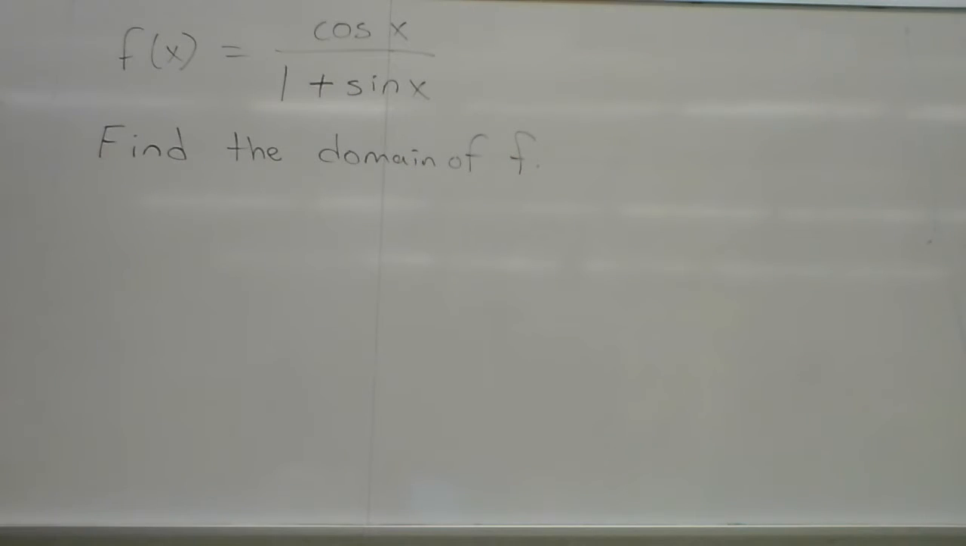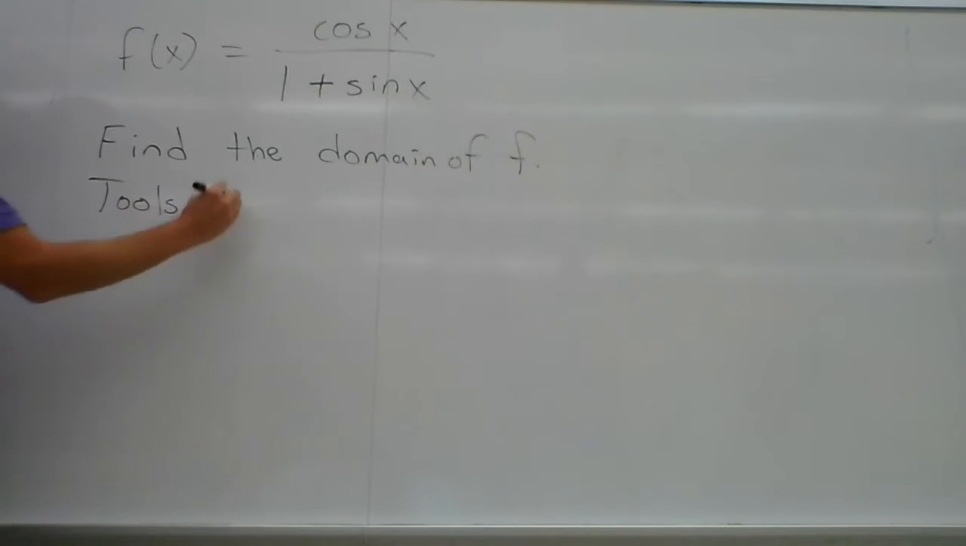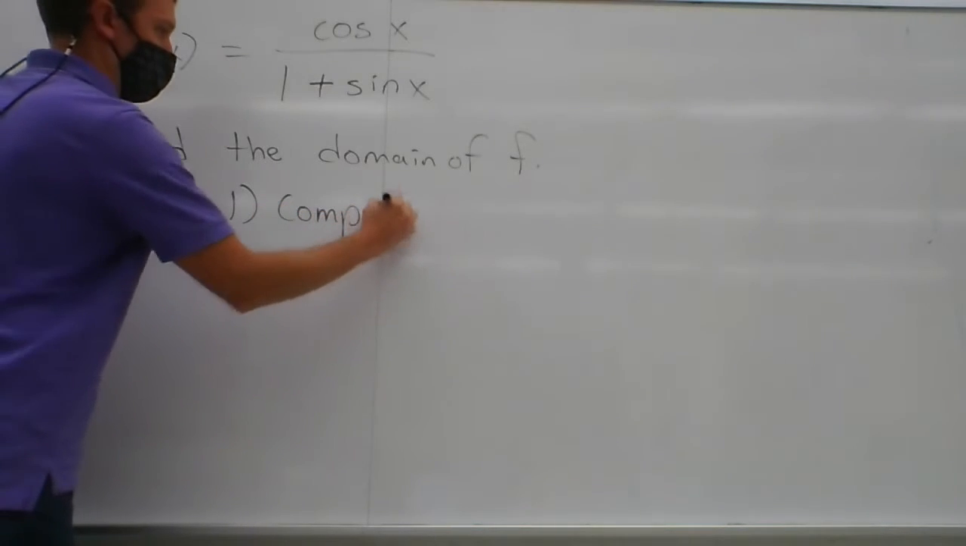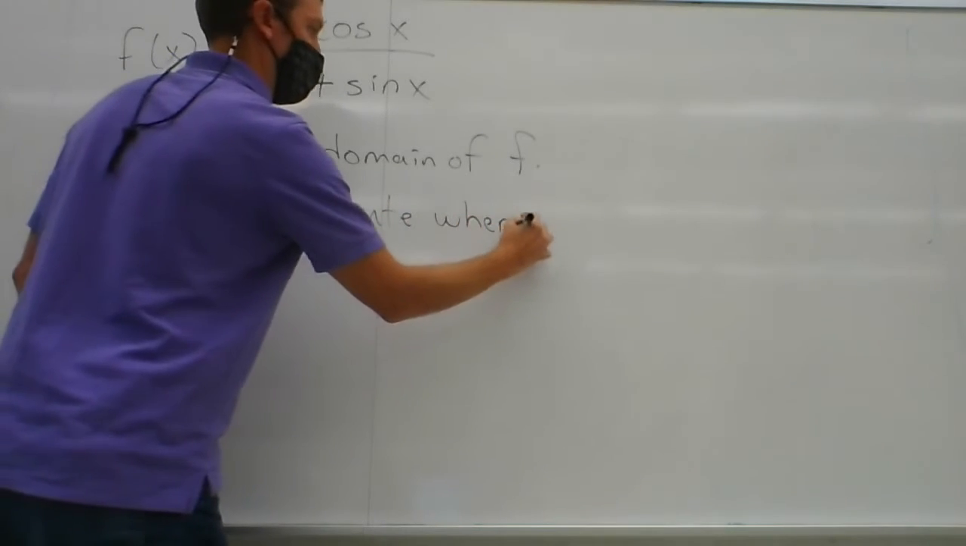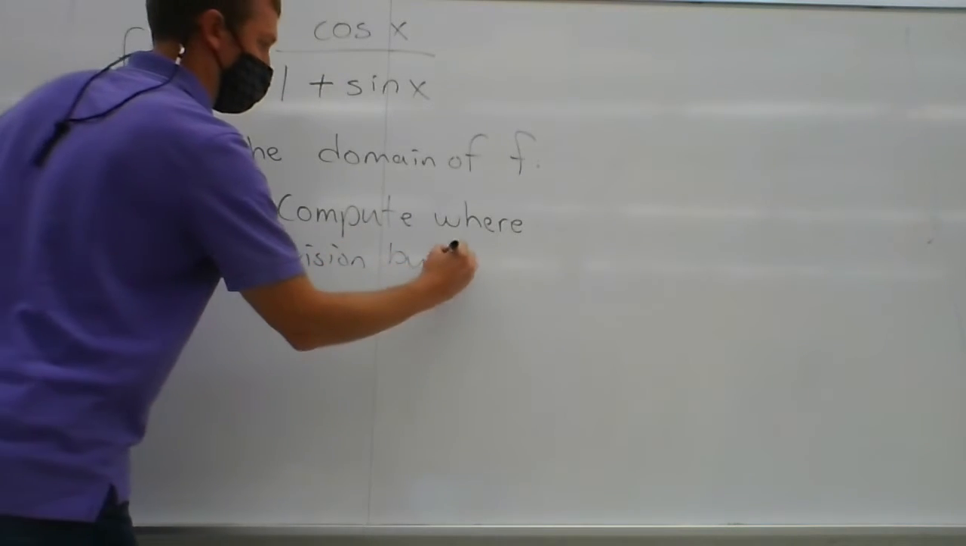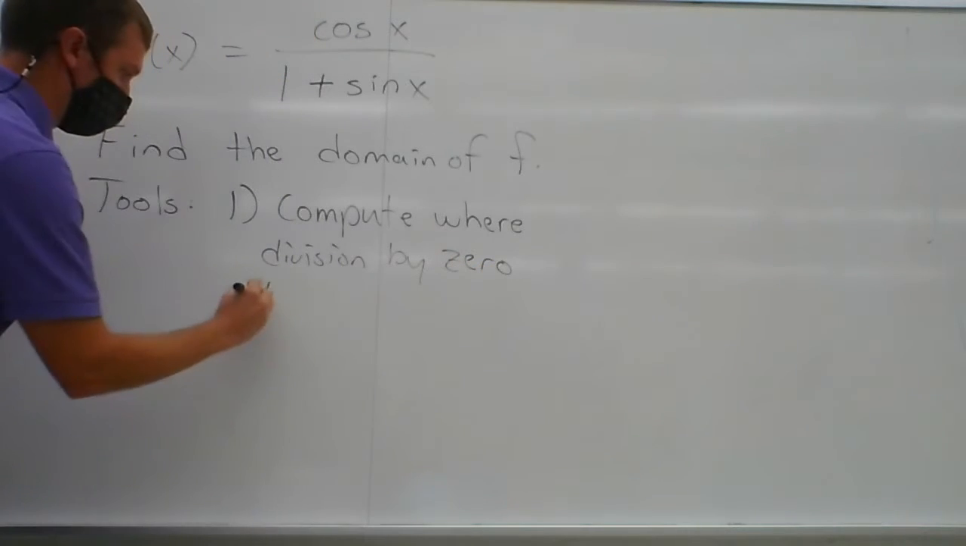Now, I've talked about this generally, like what is the domain of a function, but I've not really given you specific tools for doing things like that. I just said it was all the allowed inputs. So let me give you some general tools which you then apply to specific problems. So first, compute where division by zero takes place.